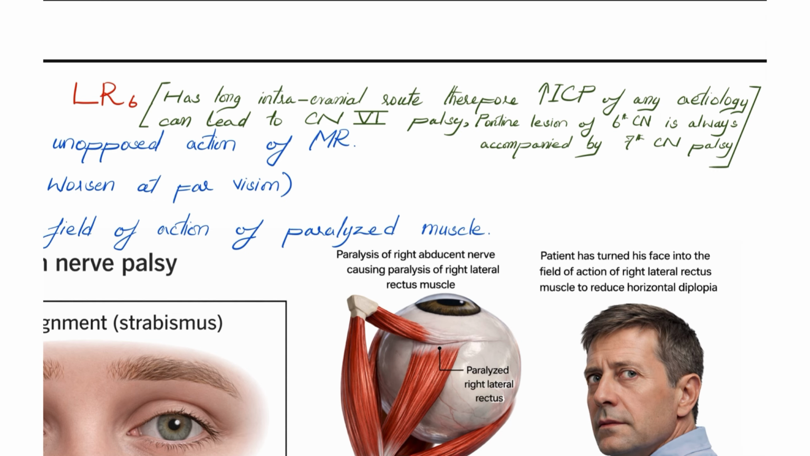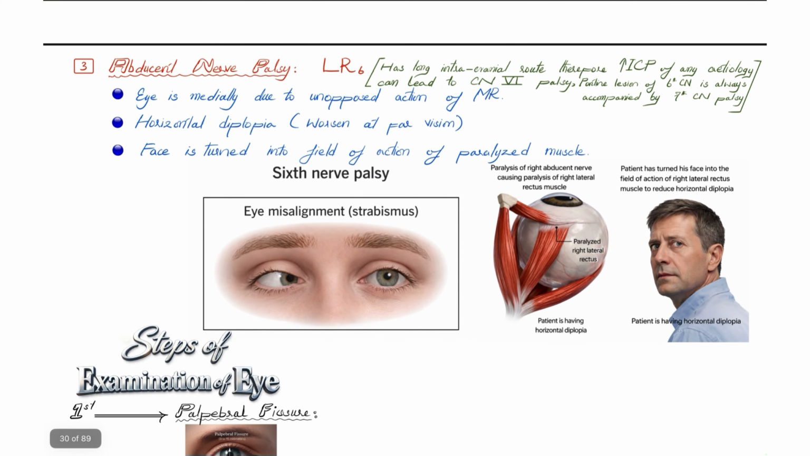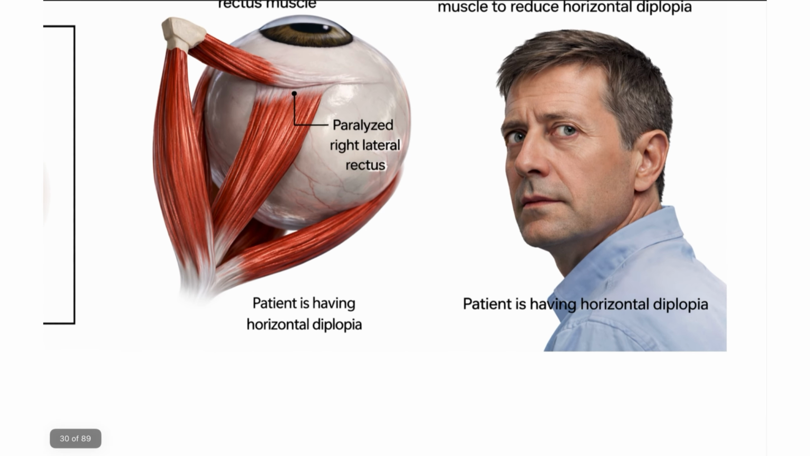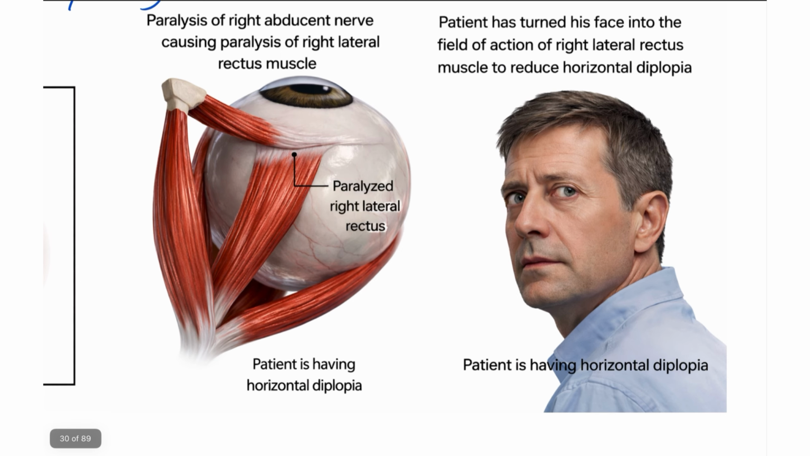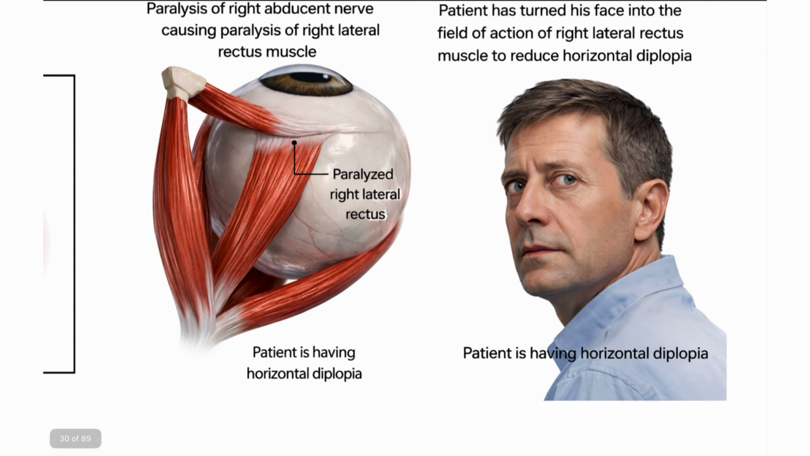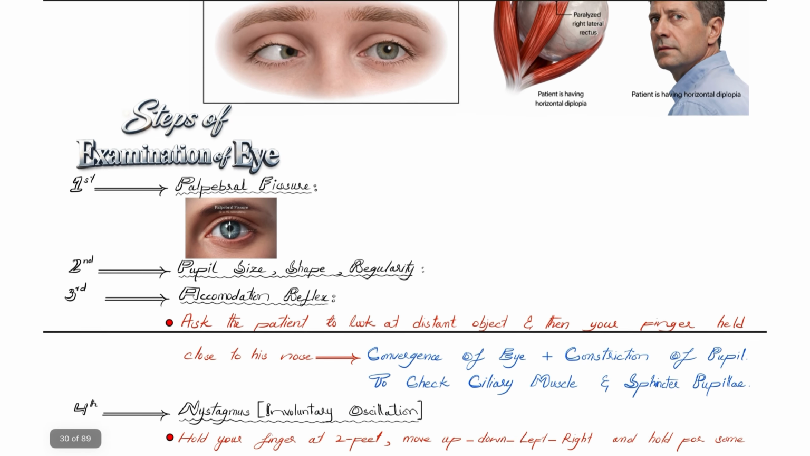Also note that a pontine lesion of the sixth cranial nerve is always accompanied by seventh cranial nerve palsy, meaning facial nerve palsy. Why? Because they are in close proximity with each other. So if there is abducent nerve palsy, the eye deviates medially due to the unopposed action of the medial rectus, and the patient will have horizontal diplopia which worsens at far vision. The face is turned into the field of action of the paralyzed muscle as a natural compensation to reduce horizontal diplopia, as you see in the image.